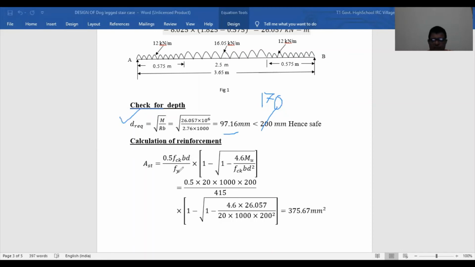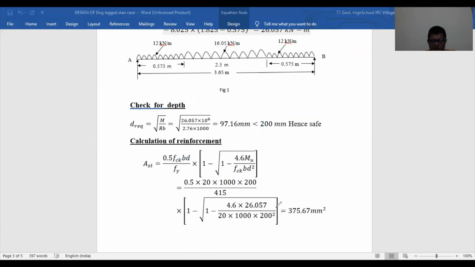So now find out the area of steel. Again, b is equal to 1 meter for the slab, and d is equal to d provided, that is not 200, it should be 170. So there are slight corrections here. Make the calculation change, because we have taken d as 170.